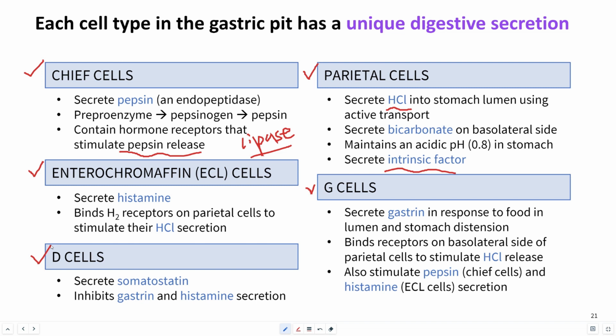Somatostatin is released by D cells and it has inhibitory effects on the release of other hormones like somatotropin or growth hormone. It also suppresses the thyroid-stimulating hormone and insulin-like growth factor, and as a result, it will inhibit gastrin and histamine. So it turns off the process of breakdown of contents in your stomach.